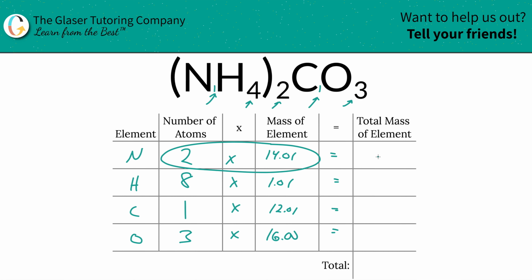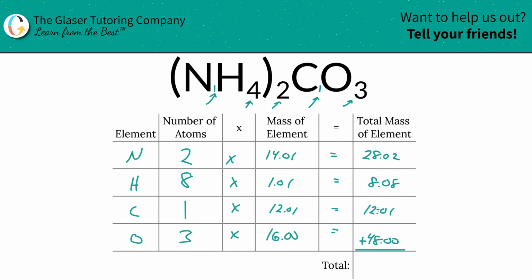All right, and then to find the total mass of the element in the compound, we're simply going to multiply the row across. So the total mass here of nitrogen is going to be 28.02. The total mass of hydrogen is then 8.08. The total mass of carbon is then 12.01. And the total mass of oxygen is going to be 48.